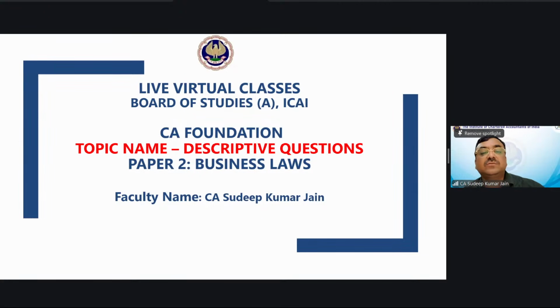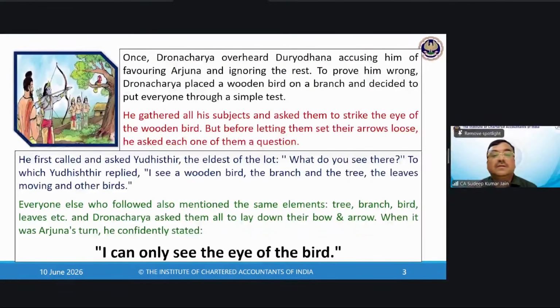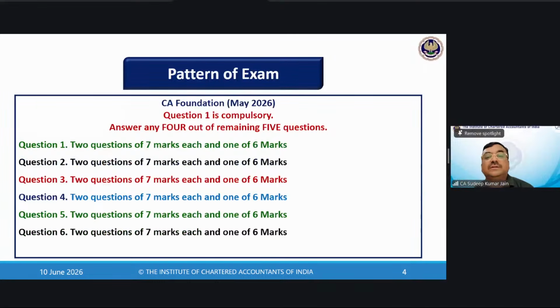Rescission means cancellation. So this time we are discussing the target, how to secure 80 plus marks in Business Law out of 100 marks. The story, I am not repeating this story, the Arjun and the bird's eye. Focus on the target. Come to the pattern of the exam. I'm taking the pattern of May 2026, the recent attempt.